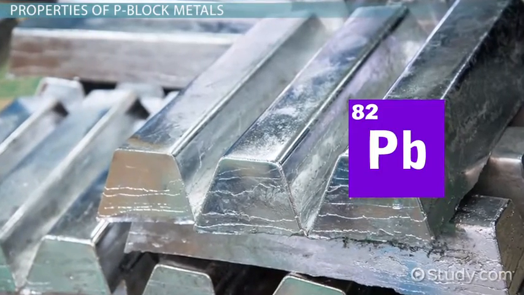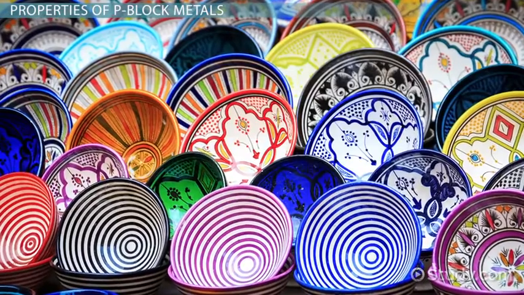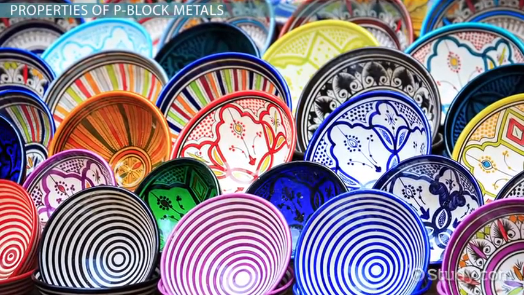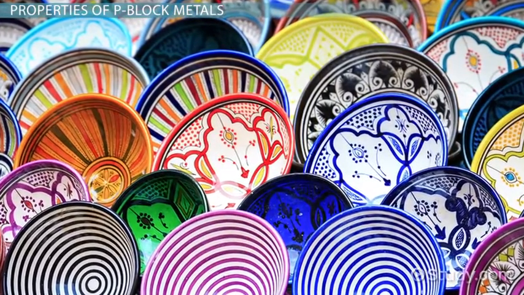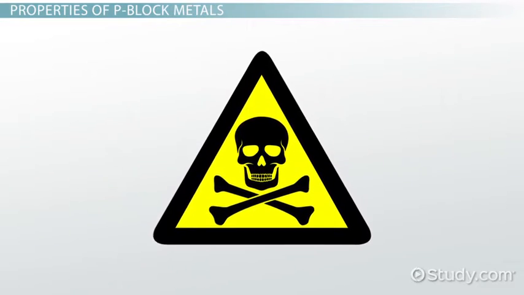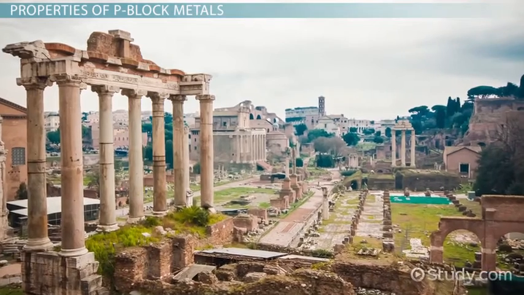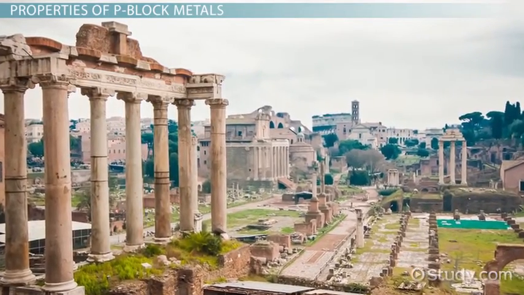Sitting right beneath tin is lead, a toxic metal with an intriguing history. Ancient peoples used lead for a variety of things, from food sweeteners to pottery glazes to eating utensils. Unbeknownst to these ancient civilizations, lead is quite toxic. Many historians suspect that lead poisoning is related to the fall of Roman civilization.